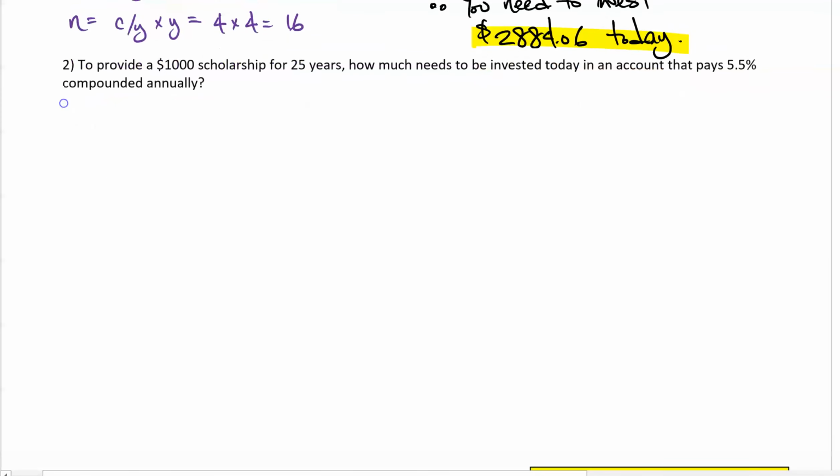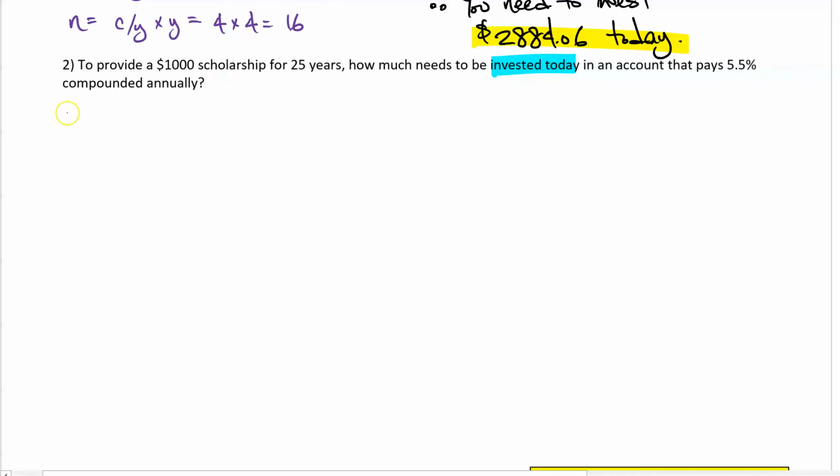Okay, let's do one more. To provide a $1,000 scholarship for 25 years, how much needs to be invested today in an account that pays 5.5% compounded annually? Okay, so back at it, we are seeing that it's asking how much needs to be invested today. Present value, okay, in an account that pays 5.5% compounded annually, and we're trying to get a scholarship for $1,000 for the next 25 years.